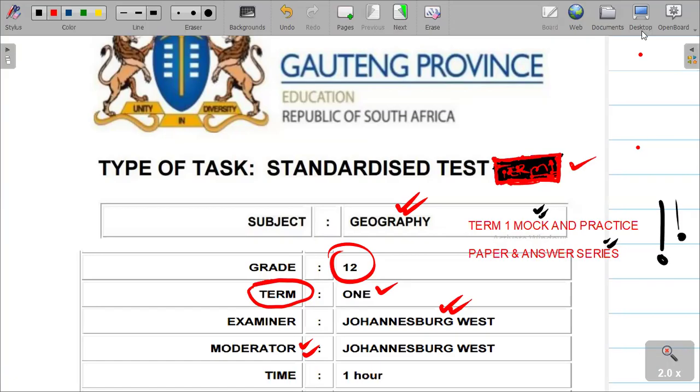We are meeting for term 1 revision, Geography Grade 12.